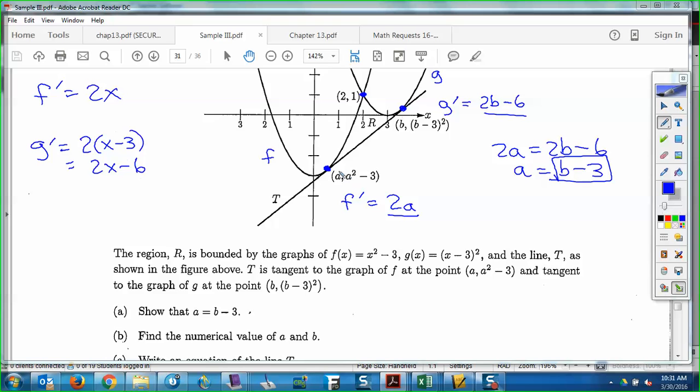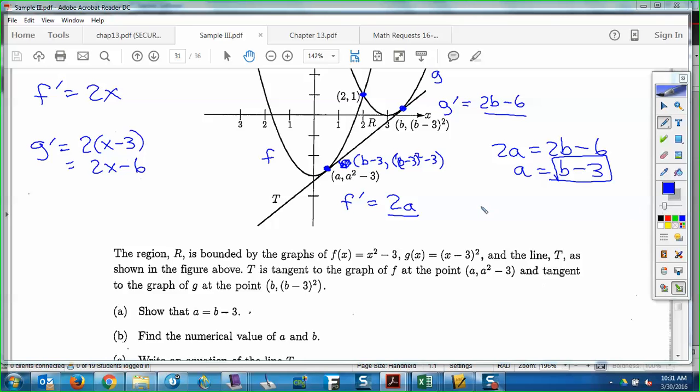So this would be the same as the point B minus 3. If A is equal to B minus 3, then this would be the point B minus 3, and then B minus 3 squared minus 3, right? I'm just making a substitution so I don't have two variables. So I'm going to replace A with B minus 3. Now let's do a slope here.